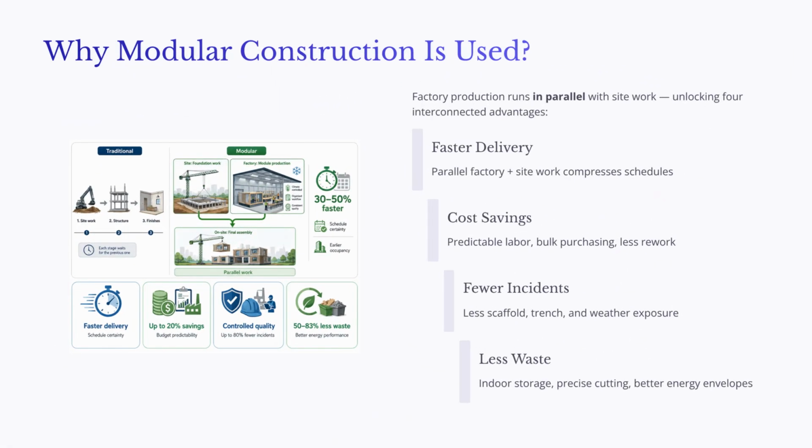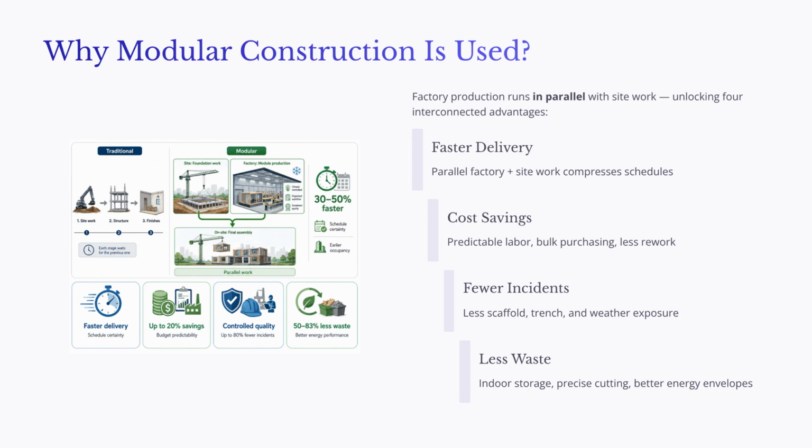This slide explains why owners and construction managers choose modular construction. The central idea is parallel work. In traditional construction, many activities happen sequentially. Site work comes first, then structure, then enclosure, then rough-ins, then finishes. Each stage often waits for the previous stage to finish. In modular construction, the sequence changes. While the site contractor is preparing the site and building the foundation, the factory can produce the modules at the same time.